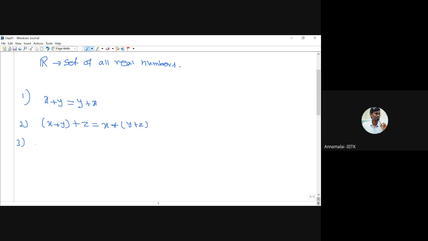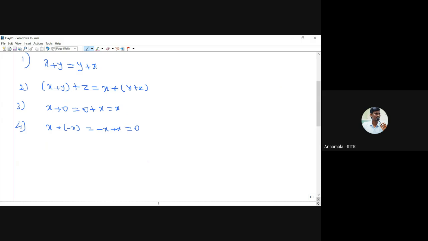Then the identity element. We know that 0 is the identity element, that is x plus 0 equals 0 plus x equals x for all x in R, and 0 is the additive identity. The fourth property is the inverse, that is x plus (minus x) equals (minus x) plus x equals 0 for all x in R. This minus x is called the additive inverse of x. These are all the properties of addition of real numbers.